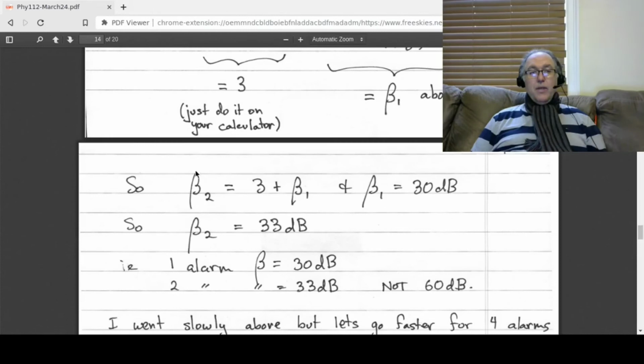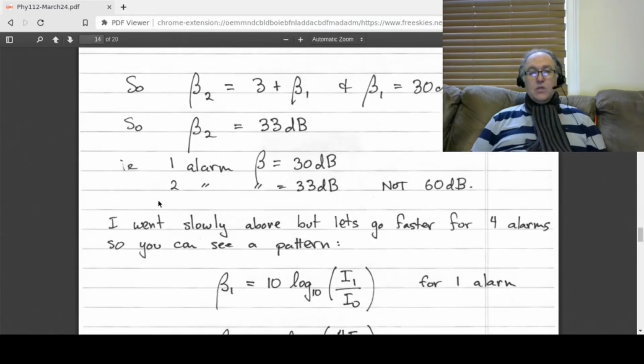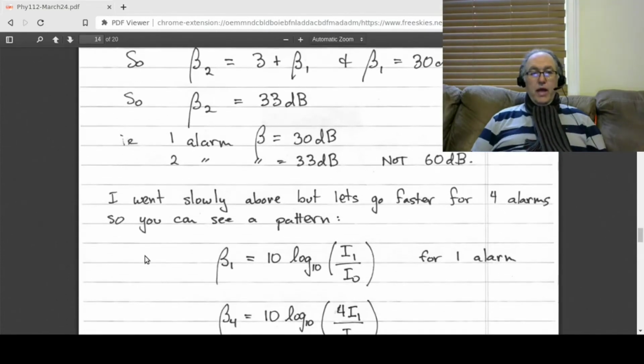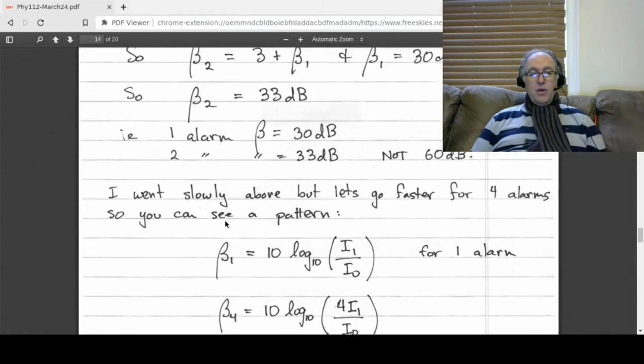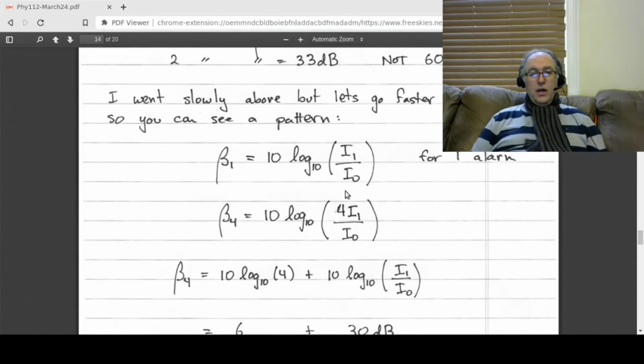Okay, so I went kind of slowly over that, but you should start to see a pattern very quickly here. If I have four bells, remember that for one, we have beta 1 is equal to 10 log to the base 10 of I1. But if I have four of them, well, instead of I1, I'm going to have four I1s, because I've quadrupled the number of bells. So I went from I1 to four I1s. Now once again, you can just pull that 4 in front, 4 times I1 over I naught, and the multiplication there is just turned into addition.